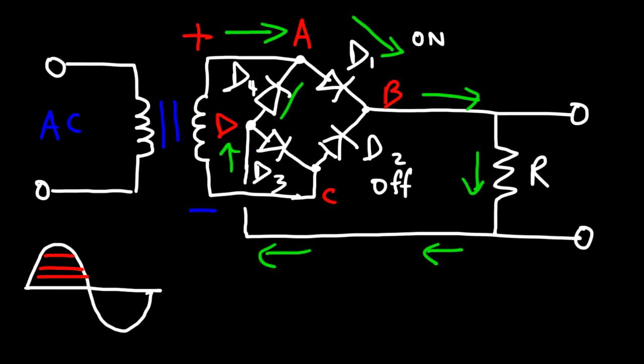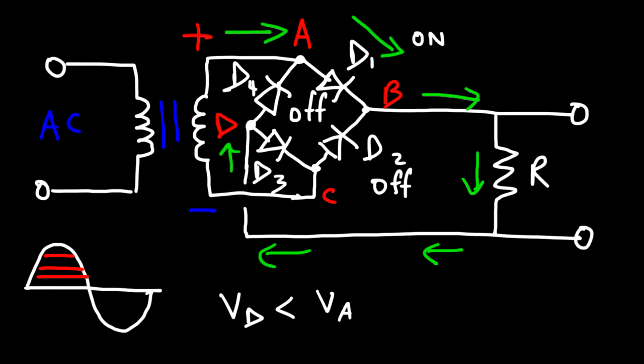Will it go through D4? Because the current will be in the same direction as the diode arrow. Now, there's no point for it to return back to point A because it was already at point A. And whenever you see that, it's not going to work. And so D4 is in reverse bias mode. D4 is off. Another way you can think about it is to understand that the electric potential at point D is less than the electric potential at point A.